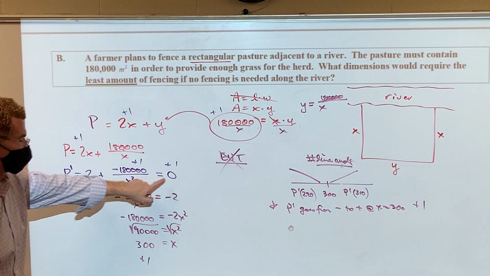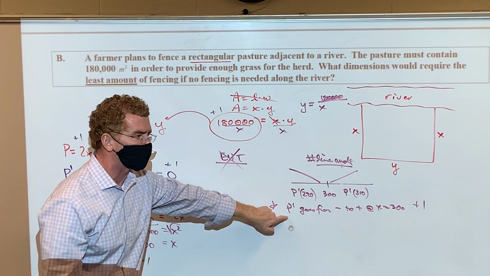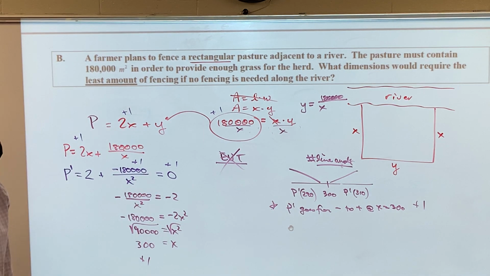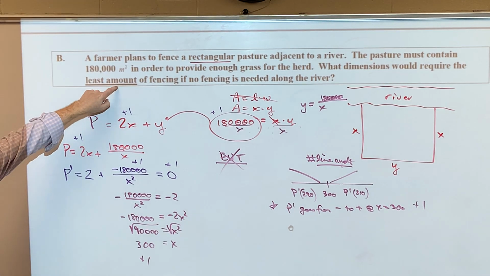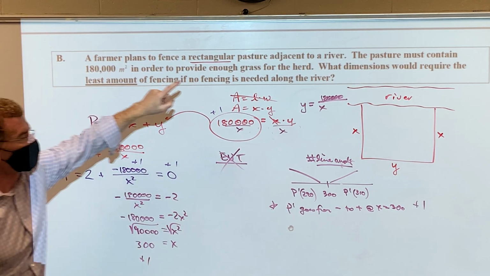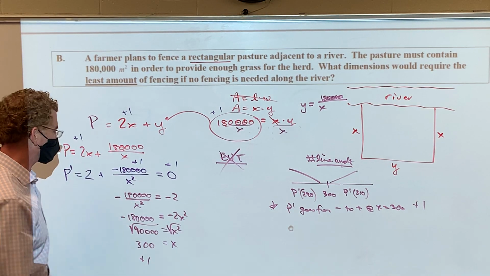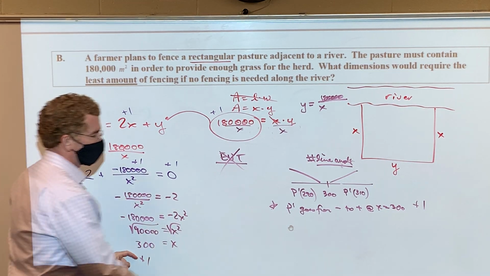Because you've already said the derivative is 0. You can repeat that if you want, but you've already stated that. And then the final thing is, can you answer the question? They didn't ask you what the least amount of fencing was. Don't tell me that. I don't need to know that. What do I want? What the dimensions are. So what are my dimensions?